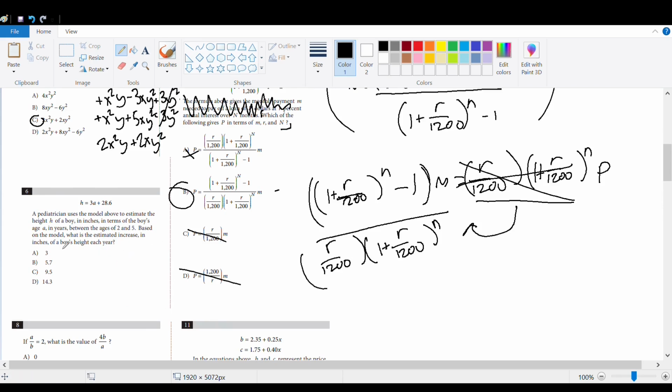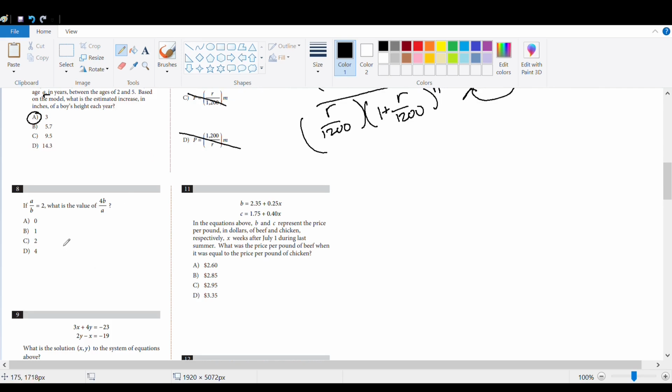Sorry. A pediatrician uses the model above to estimate the height H of a boy in inches in terms of the boy's age A in years between the ages of 2 and 5. Based on the model, which is the estimated increase in inches of a boy's height each year? So per year, there's an amount that the boy increases in height in inches, and A is the amount of years. So just find the number that is the coefficient of A, or years, and you get 3. So it's going to be 3. It's pretty simple.